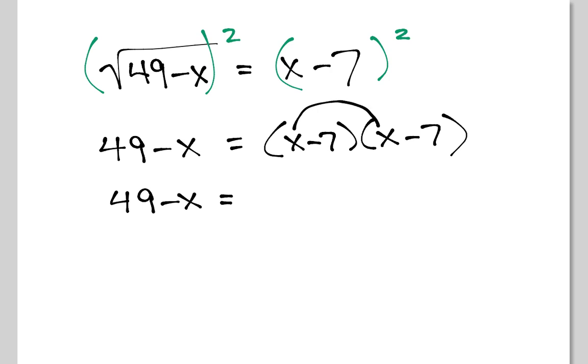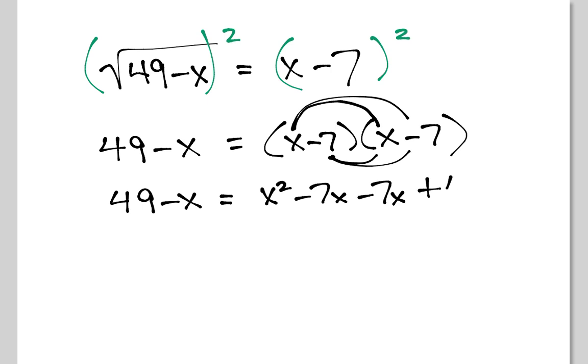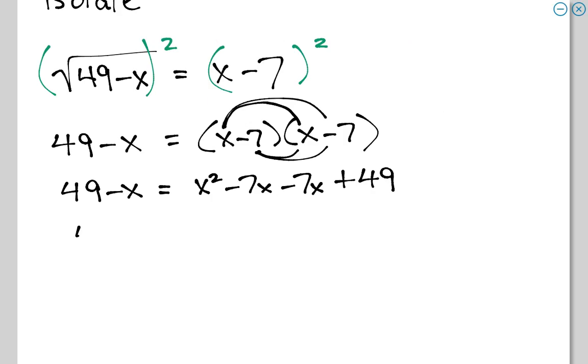You go x times x is x squared, x times negative 7, negative 7 times x again, and then positive 49. You guys, we did foiling earlier this week, or was it last week? X times x, x squared, x times negative 7, negative 7x. Then you go on the inside, negative 7x, and then positive 49. Definitely collect like terms.